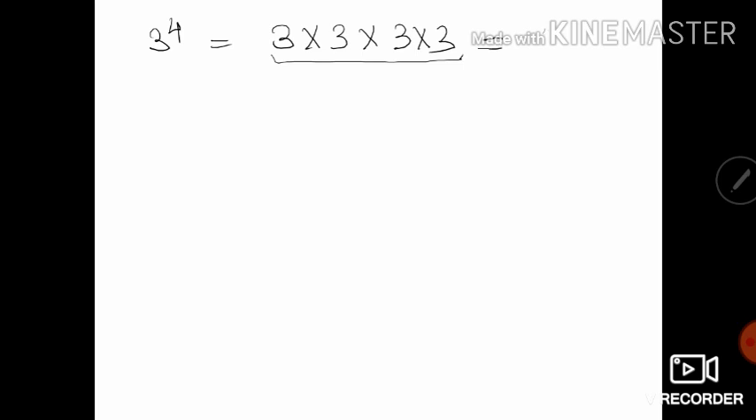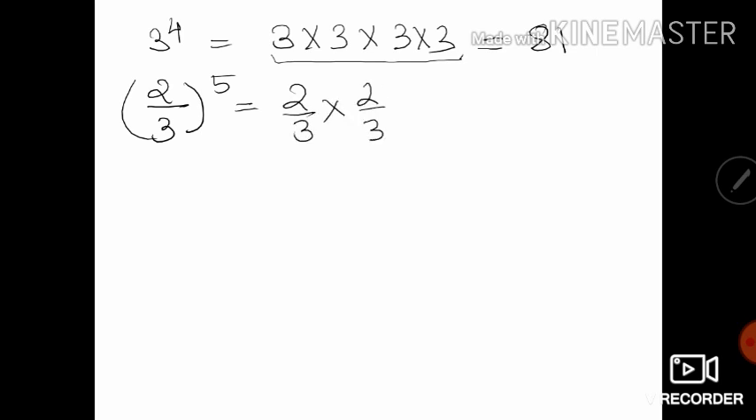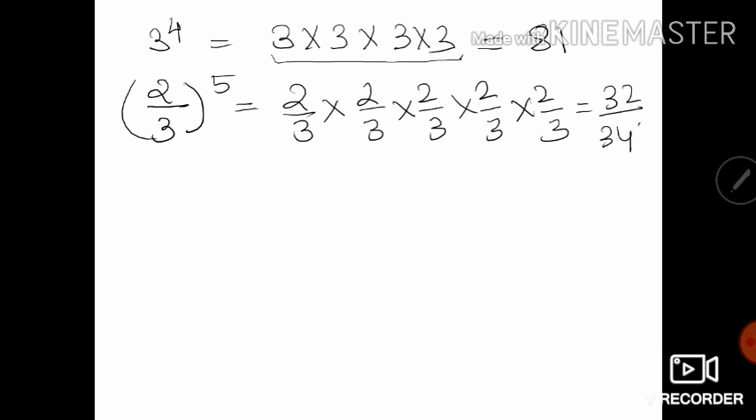Let us start with what we already know. We have come across numbers like 3 to the power 4, which is written as 3 into 3 into 3 into 3, 3 multiplied by itself 4 times. The product is 81. Similarly, if we have a rational number like 2 on 3 to the power 5, we can write it as 2 on 3 multiplied by itself 5 times. The product is 32 on 343.